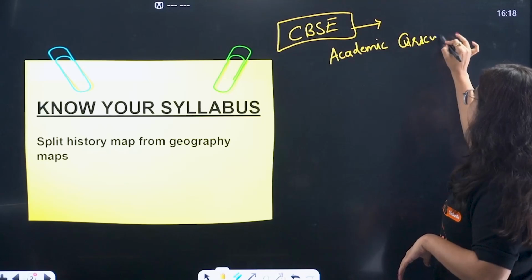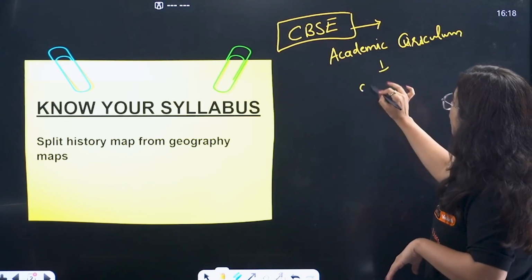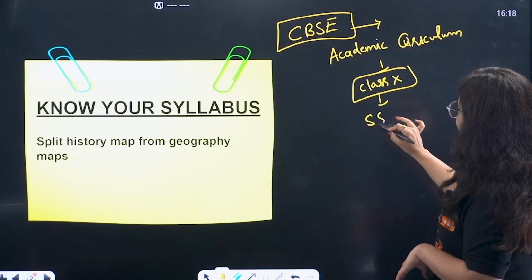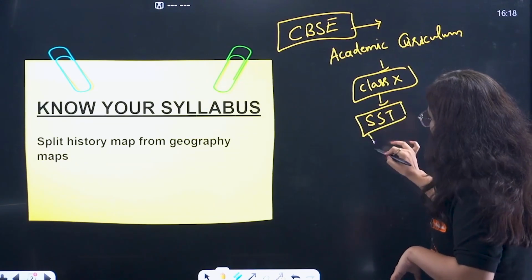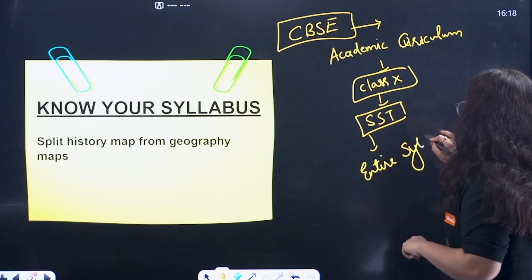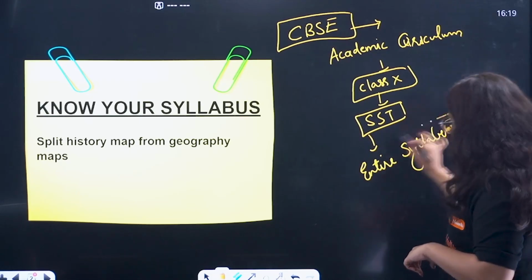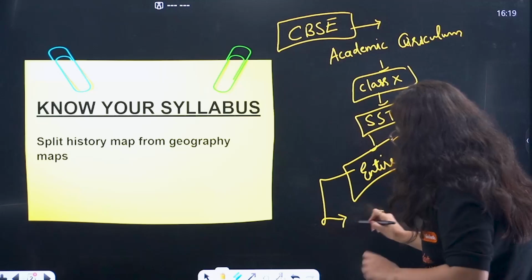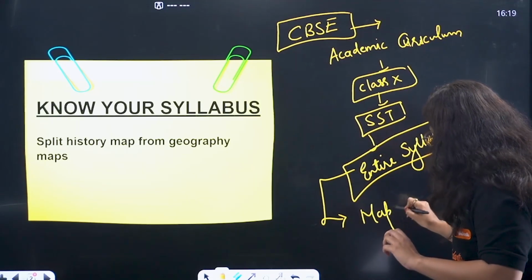In this academic curriculum, go to the class 10th section and then choose SST as the subject. In that subject, you will get the entire syllabus. If you are not sure even about the chapters, you can get the entire syllabus over here. In this syllabus, the syllabus for map work is also given.